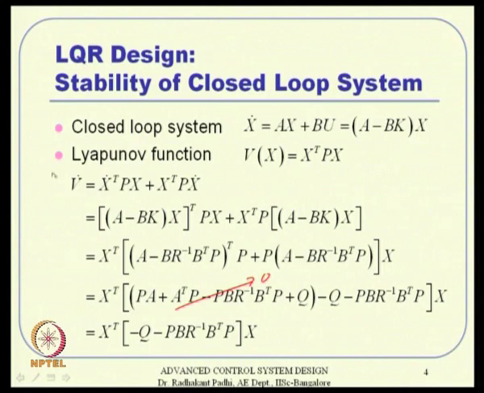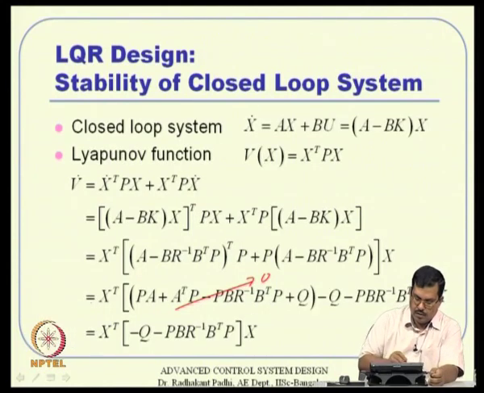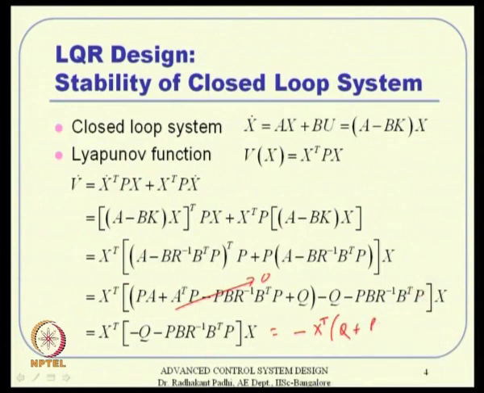And that is how our V dot turns out to be like that. So, if I take the negative sign out also, okay, let me take the negative sign out. So, this is nothing but minus x transpose, okay, x transpose (Q plus P B R inverse B transpose P) into x. Okay. So, all that we need to show is this particular matrix turns out to be positive definite.